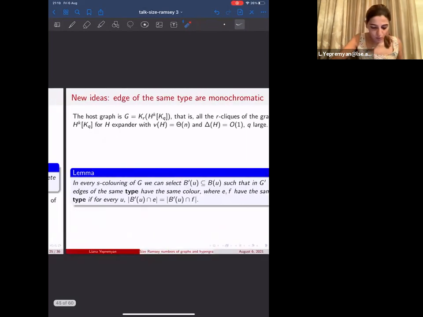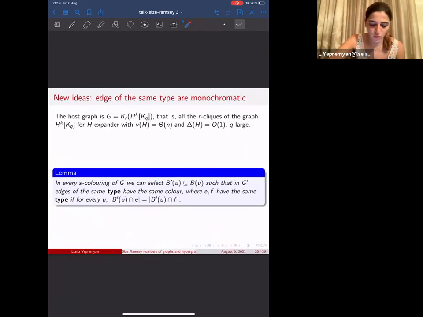One of the new ideas that we have brought into the picture is the following. So our host graph is going to be the following. We'll still take some H expander, and we'll take some k-th power of it and a Q blow up of it. And then we'll take the r-cliques of this graph. One of the first lemmas that we prove is that in any s-coloring of such a graph G, you can make sure that the edges of the same type have the same color.